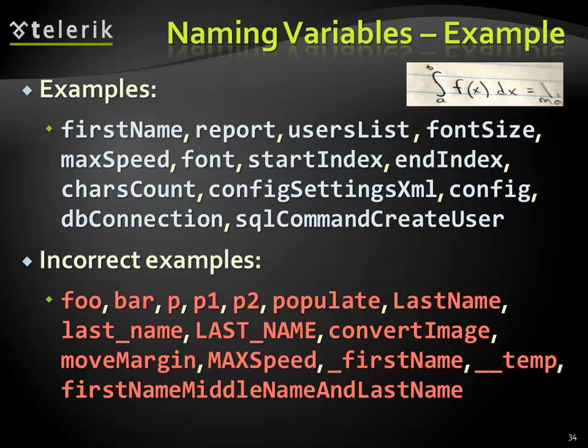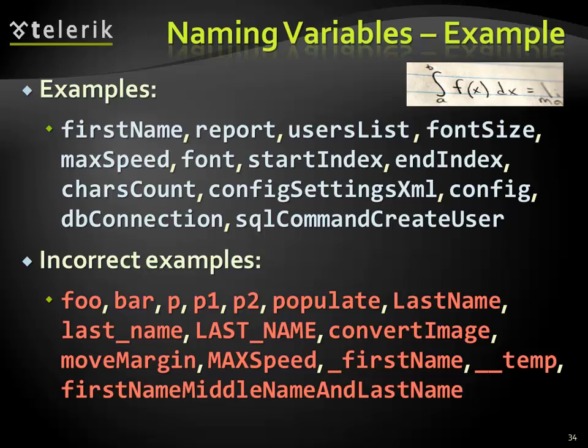LAST_NAME with an underscore and all capitals would be wrong, because that more denotes constants, not variables. convertImage looks more like a method name. Of course, if it were a method, it would have to be Pascal case, not camel case. moveMargin again contains an action and doesn't make sense. maxSpeed would be a good name, but max should be abbreviated a bit more properly. And usually when you have max speed, you might want to actually make it a constant. So if it is supposed to be a constant, it won't make sense to name it like that.